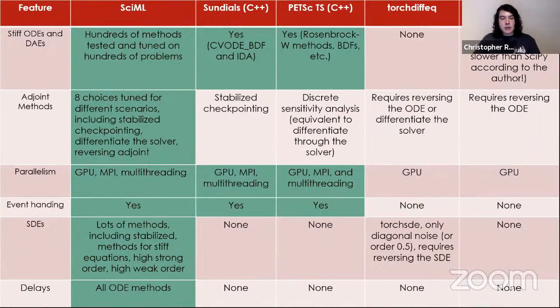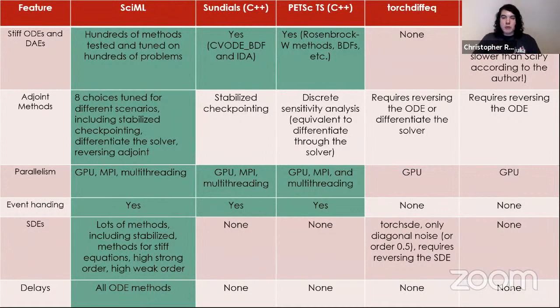You can have stabilized checkpointing, which can utilize some aspects of the adjoints to be able to work in a memory efficient way. But other research has shown that it's not the most accurate method for sensitivity analysis. The most accurate method tends to be this discretize and optimize approach, which is equivalent to differentiating the solver.